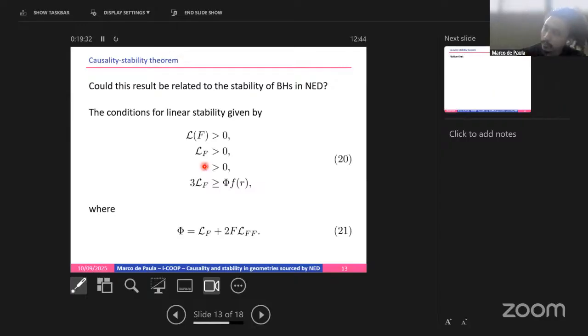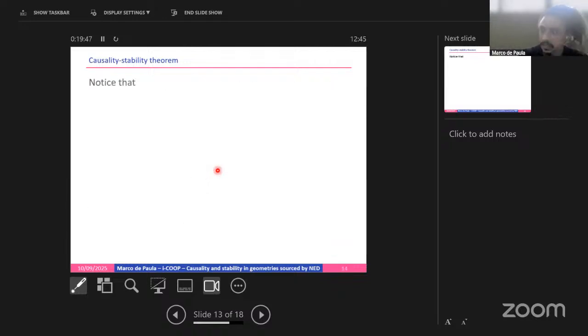But I want you to keep focus on two sub-conditions here. The second one, which is the first derivative of the Lagrangian density with respect to the Maxwell scalar, and the third one, which is capital phi greater than 0. If you look at the third sub-condition and compare it with our result for the norm of the four-velocity, we will see that if you require that the space-time is stable, then capital phi must be greater than 0.